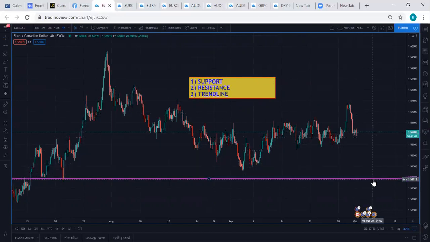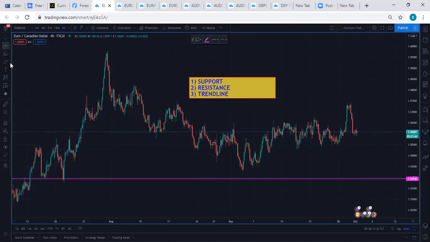This support now is what is fondly called floor. When you bounce a ball against the floor, the ball will hit the floor and bounce up. This support is fondly called floor. We're expecting price to hit this floor and push up, except if some other things happen in the market that will cause it to break it and continue going down. So I just identified my first support. Let me identify another support.